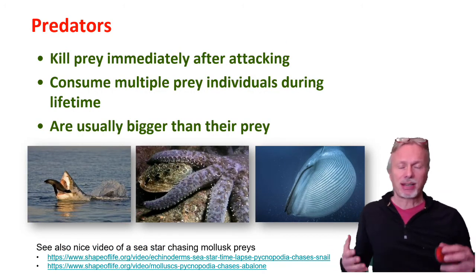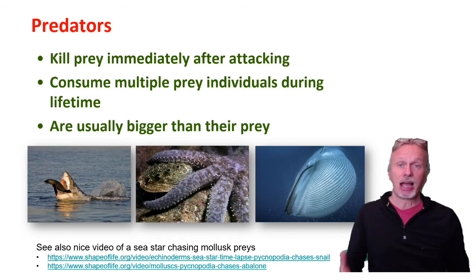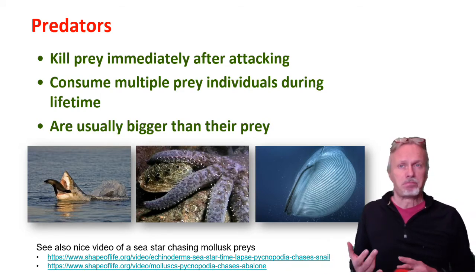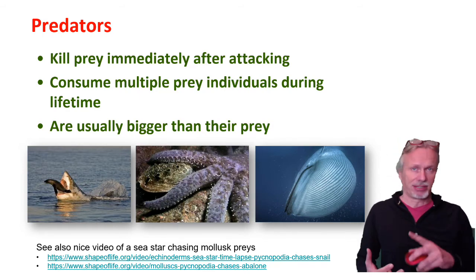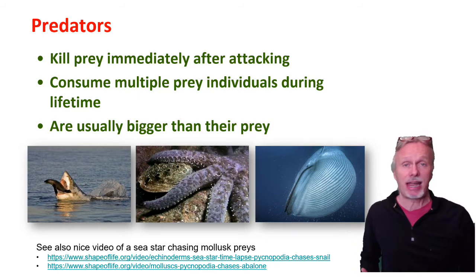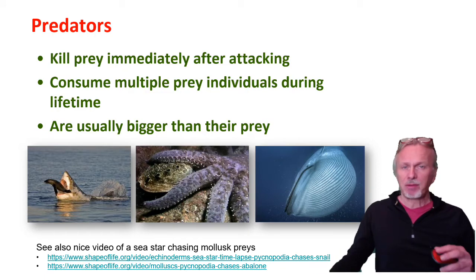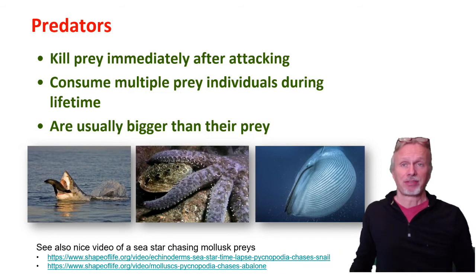Predation, the gruesome predation of a great white shark and a seal, is what usually comes to our mind when we think about predation in the oceans. The predator usually kills a prey immediately after attacking, consumes multiple prey individuals during its lifetime, and predators are usually larger, of a bigger body size than their prey.